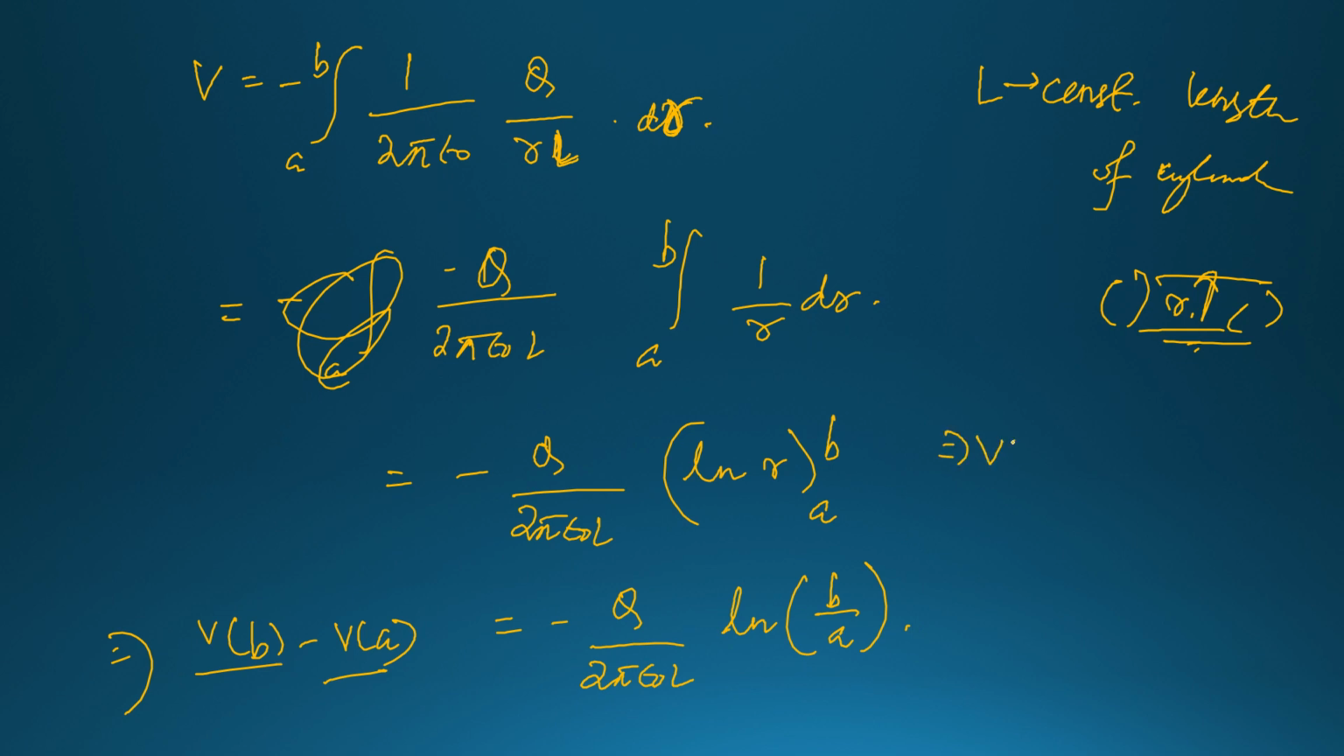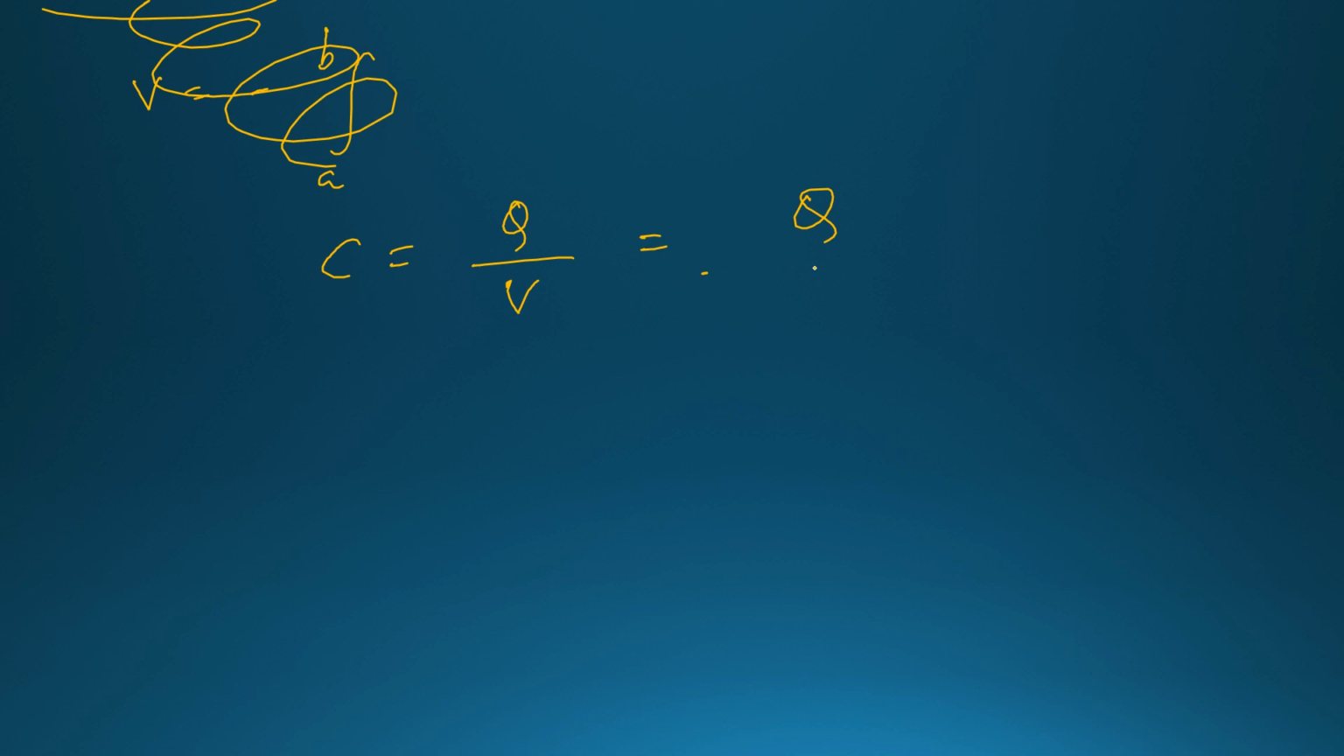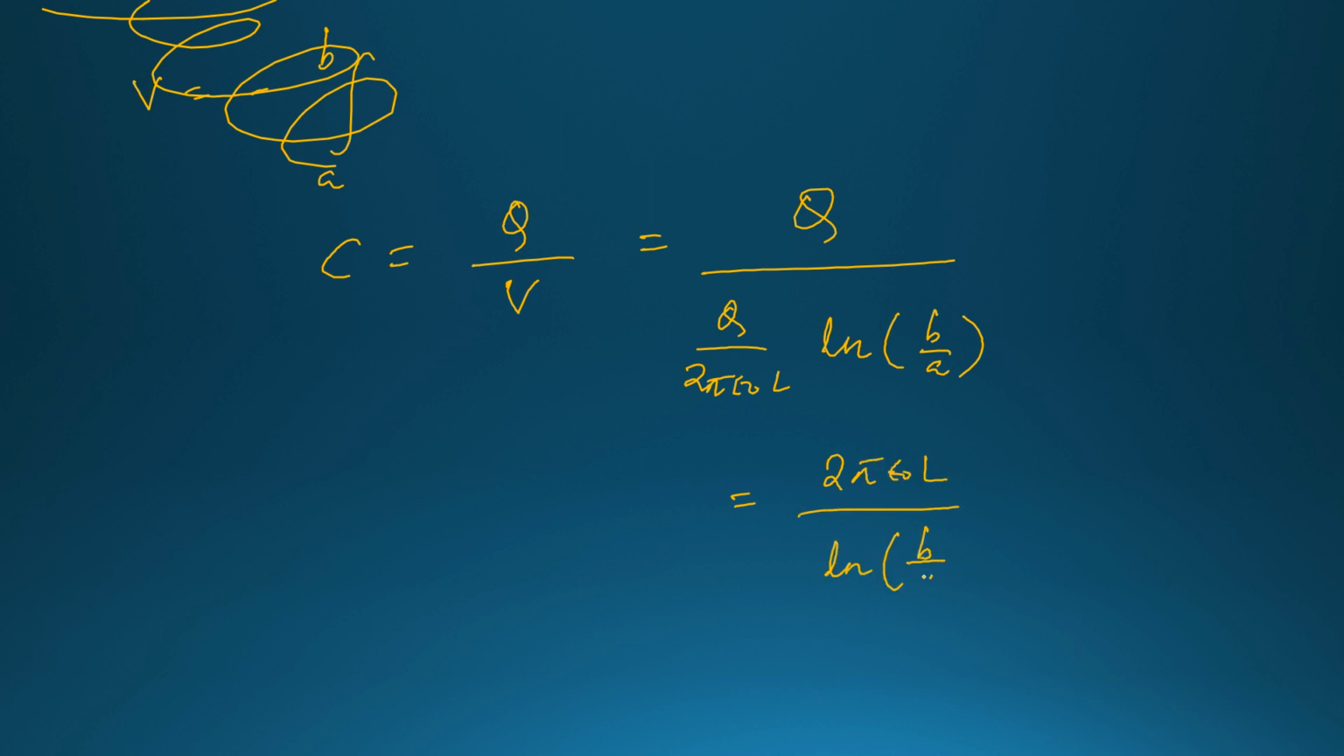If I write VA minus VB, that will be just the opposite, the sign will change: q by 2 pi epsilon naught L ln B by A. So what is the capacitance? C is equal to Q by V, which is Q divided by q by 2 pi epsilon naught L ln B by A. So the answer will be 2 pi epsilon naught L by ln B by A.